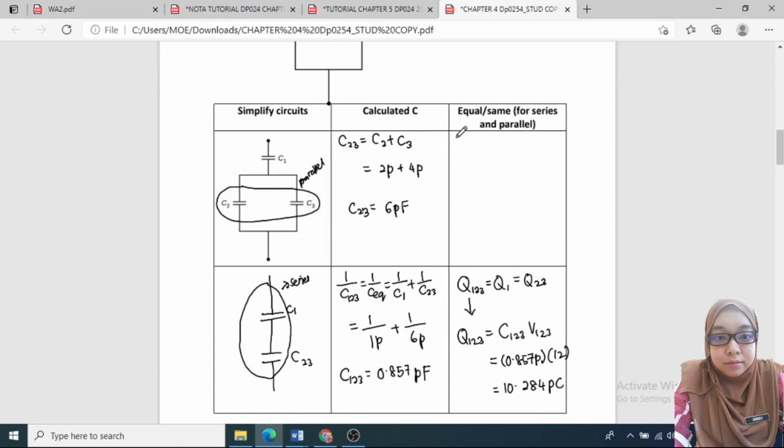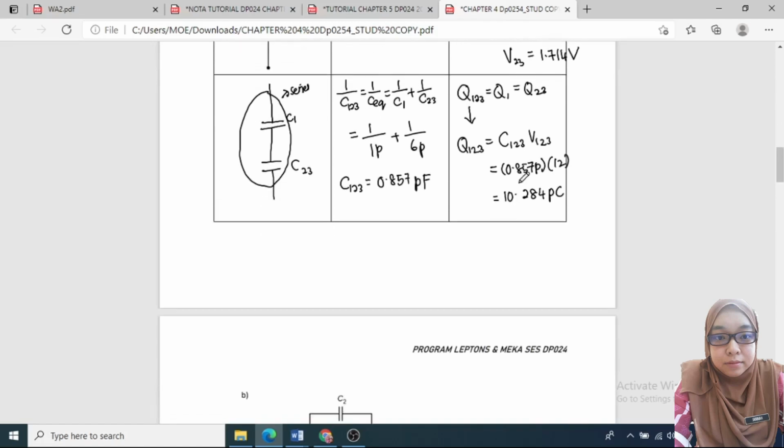And then we go up, we look at the first circle, which is parallel. So when parallel, we know that V23 is equal to V2 is equal to V3. So we simplify, we calculate V23 is equal to Q23 over C23. Q23 we can see below, it is equal to Q123. So Q123 equal to 10.284 pico, divided with C23 is 6 pico. So pico cancel. So we got V23 is equal to 1.714 volt.